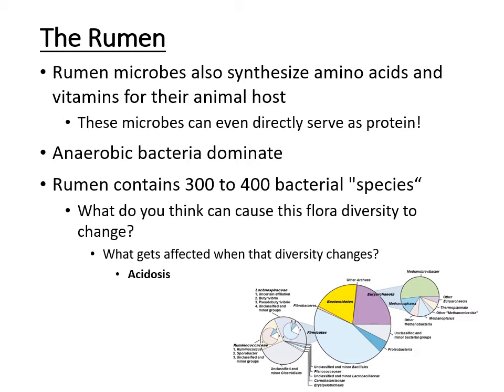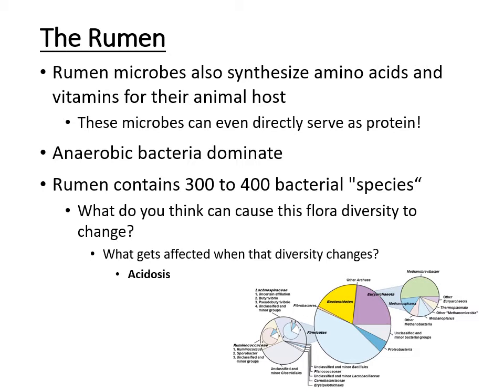Now, why do you think that is? What does that mean, that the microbes can directly serve as protein? It means that the animal can digest those microbes if it needs, you know, extra protein. So not only do the microbes help in terms of their fermentation processes, but they can actually be a direct source of food or nutrients for that animal as well, because the animal can digest some of them. And there are so many of those microbes in there. And you know from class how quickly microbes, especially bacteria, replicate. So they can easily get replaced if the animal is constantly digesting some of those microbes.